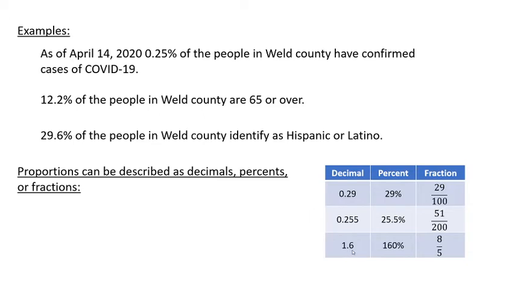Lastly, we have 1.6. The rightmost decimal place is the tenths, so this could be, believe it or not, 16 tenths or 1 6/10. Either way, we can reduce that to 8/5. So make sure that you are pretty fluent with that and pretty comfortable with the process of going back and forth between percents, decimals, and fractions.